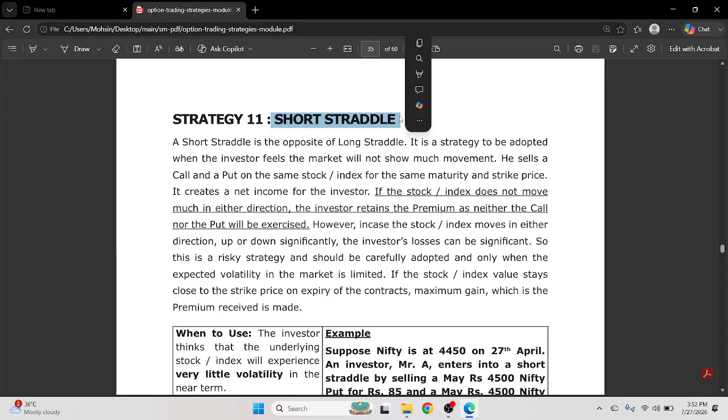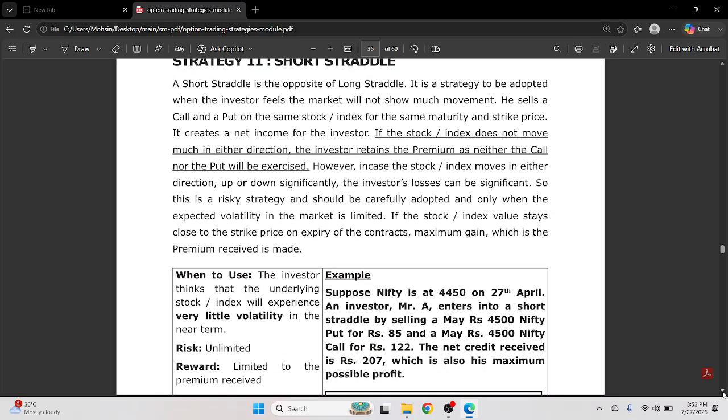The long straddle means when the market is volatile, and the short straddle is opposite to that, when the market is range bound and we believe that there would not be much movement in the market. In the previous strategy, we made the long straddle by buying the call option and the put option of the same strike price and the same expiry. In that case, we need to pay the premium.